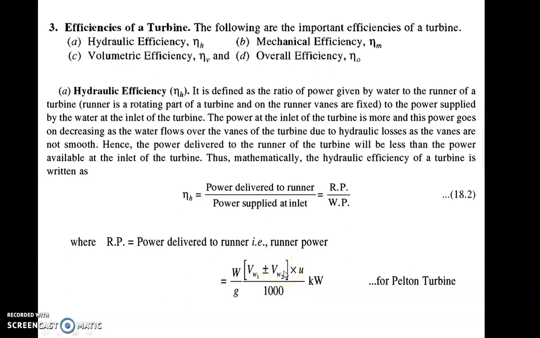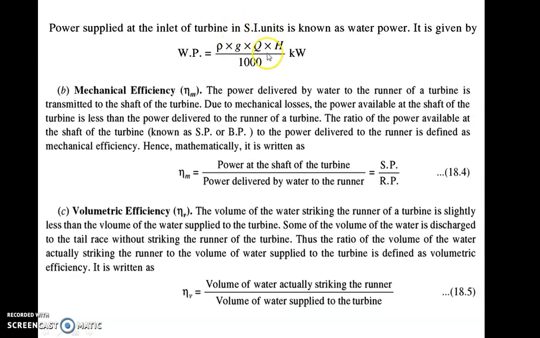Then water power, I have told you, is nothing but rho g q h. So water power is rho g q h upon 1000 kilowatt. So runner power upon water power will give you the hydraulic efficiency.